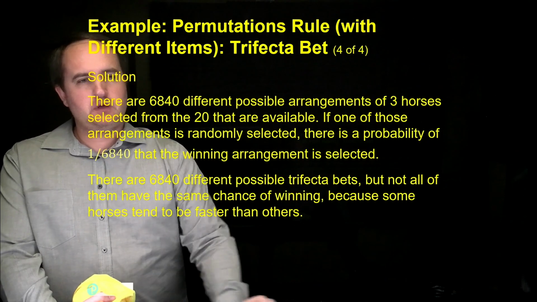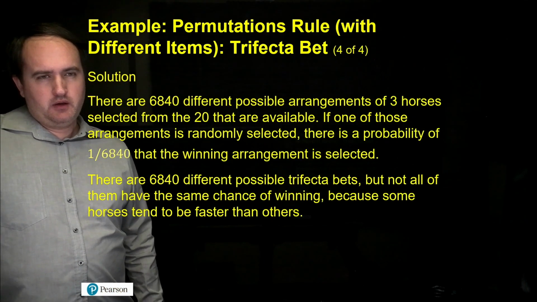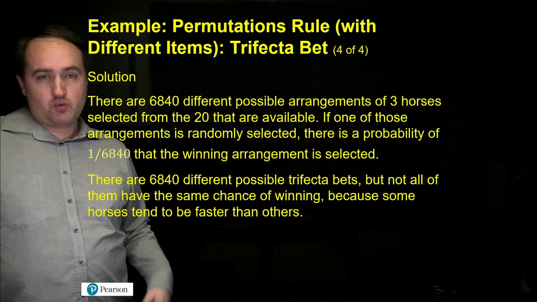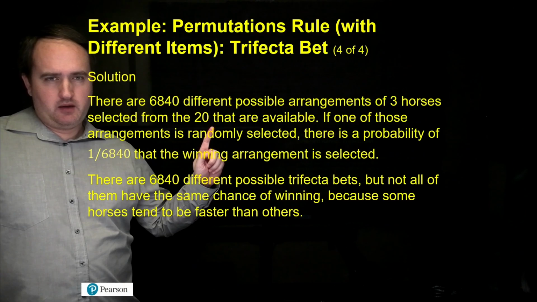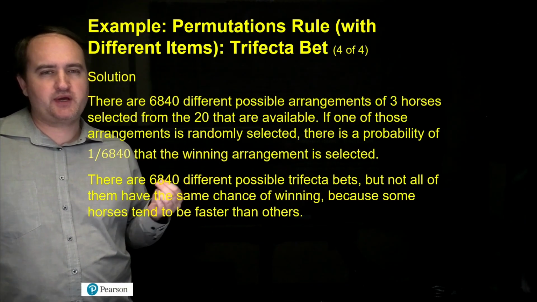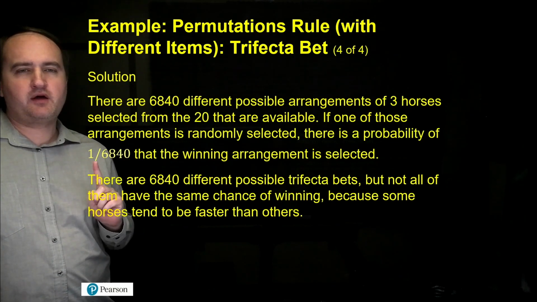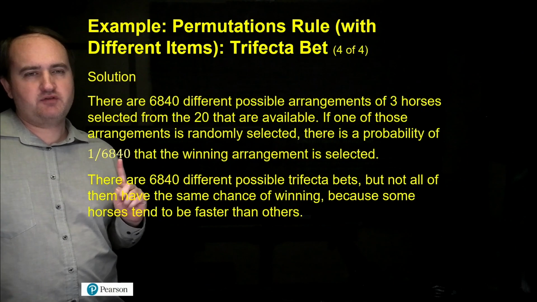Okay. So that means the probability of having a winning trifecta bet when you have 20 horses, and we're talking about the trifecta bet, so first place, second place, and third place, would be 1 out of 6,840. So 1 divided by 6,840.